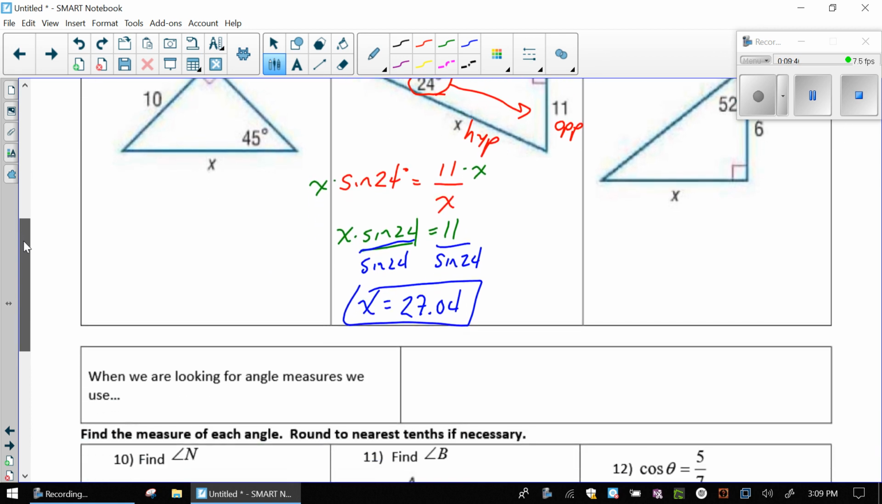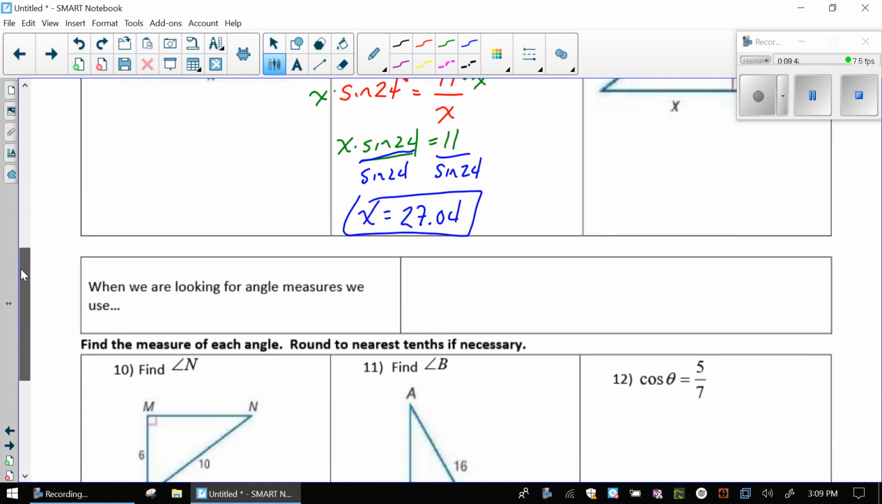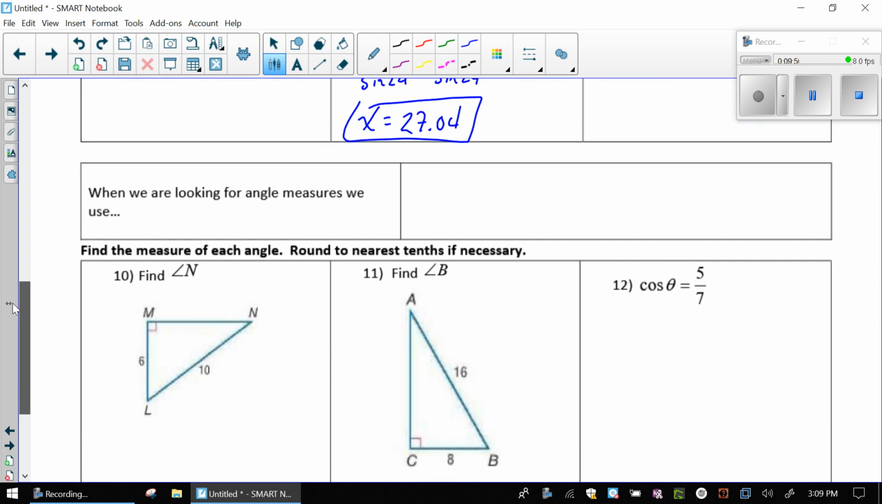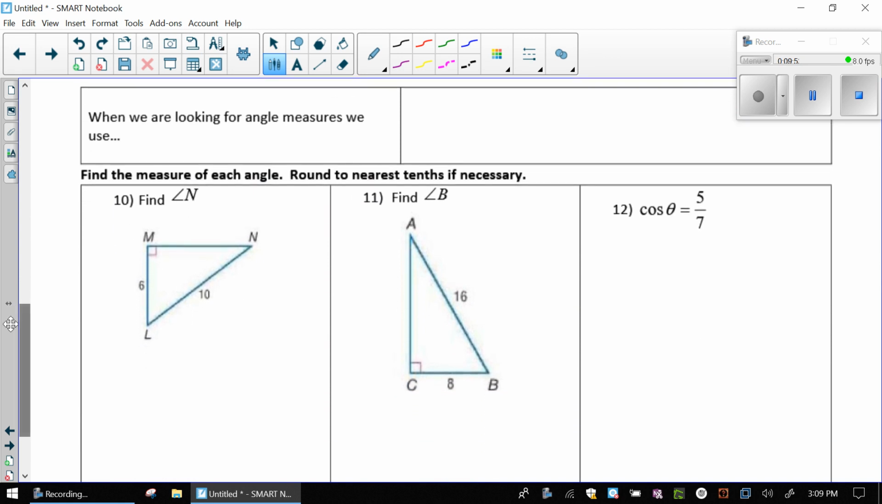All right. So here we got a little box. When we're looking for the sides, we use the regular trig functions. When we're looking for angle measures, we use inverse trig functions. And hopefully that's ringing a bell. If it doesn't, that's why we're reviewing today. So don't worry about it. It'll come back.